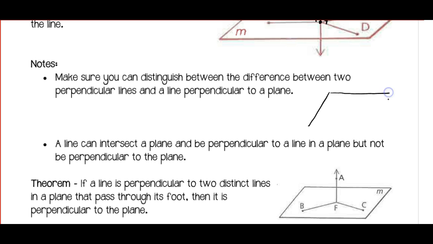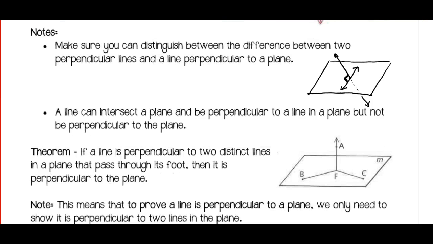So here's our plane. And I'm going to draw a line in the plane. And then I'm going to draw a line that goes through the plane. Here's the foot. So we can see that it's not perpendicular to the plane. Otherwise, I would have drawn it sort of up and down. But if this angle right here is a right angle, it's perpendicular to that line in the plane, but it's not perpendicular to the plane. So again, make sure you ask me some questions in class if you are having trouble with that concept.